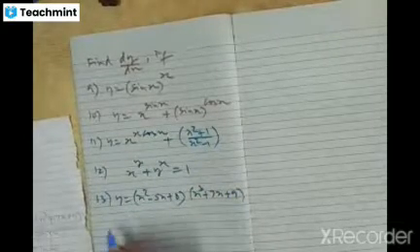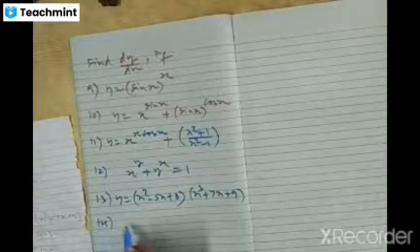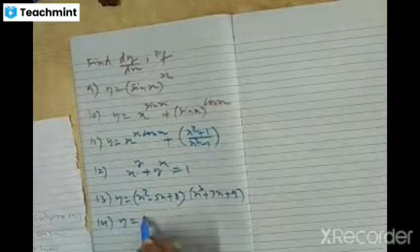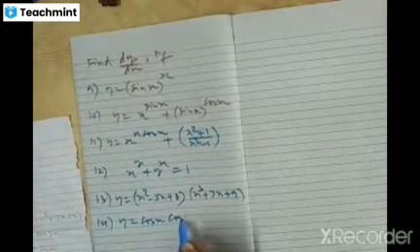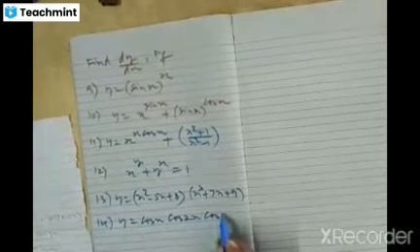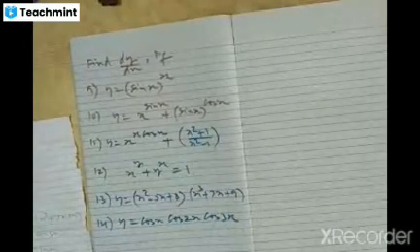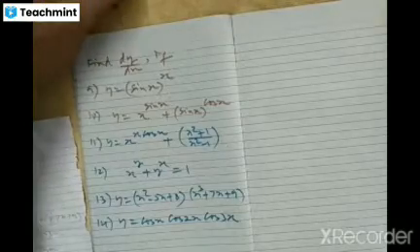And I think just one more problem. So find dy by dx if y is cos x into cos 2x into cos 3x. So try to solve these problems.